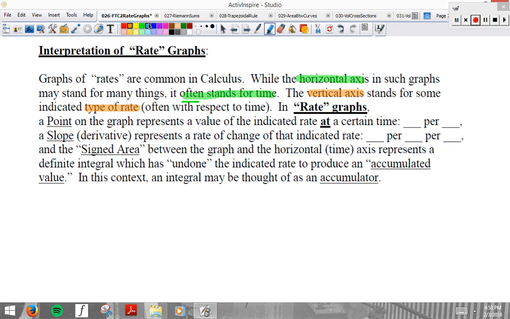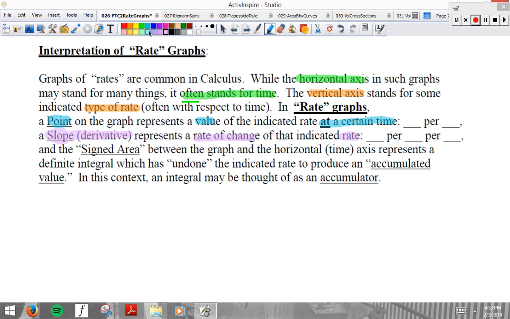So this is kind of the bare bones version. The point on a graph would be a rate at a certain time. It would usually be measured in units per units. This is a little confusing. We're going to break it down in a second. The slope or derivative of a rate graph would be the rate of change of a rate, and that can be very confusing.